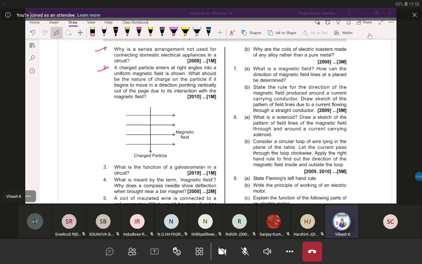So, this is a solution segment, no? Solution also is posted here, right?